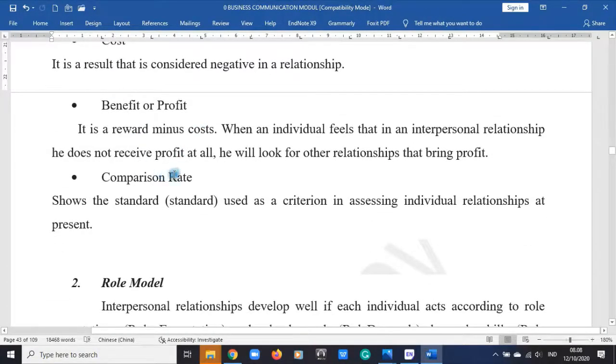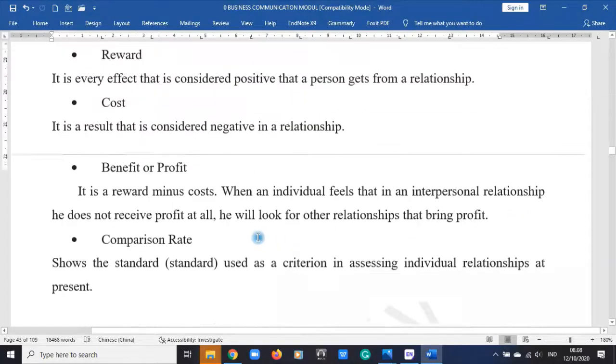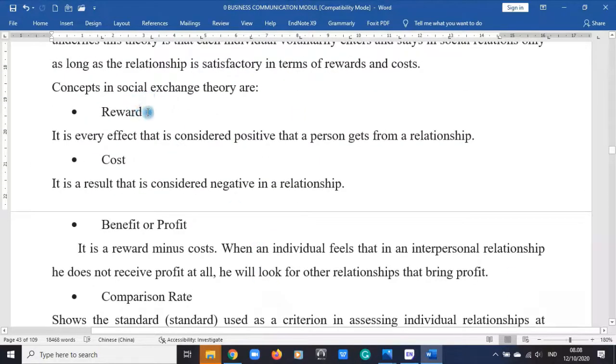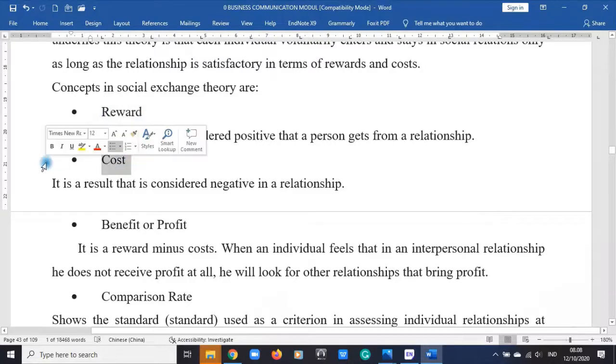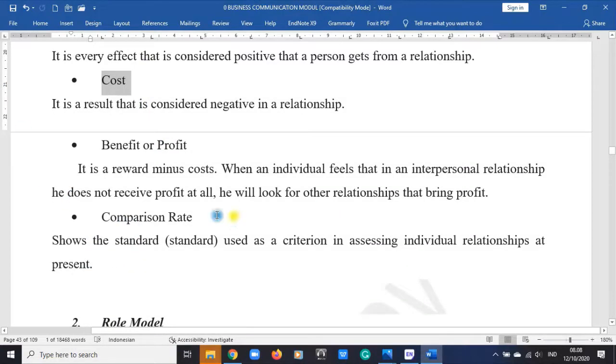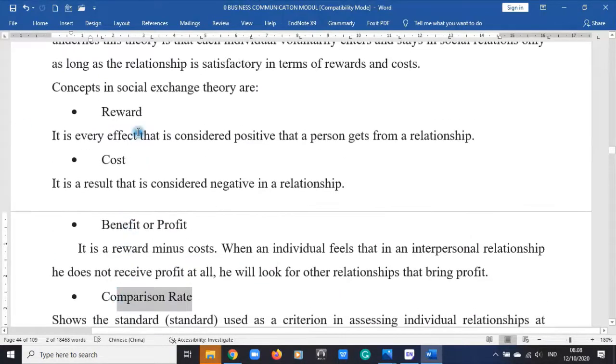And then we have comparison level, to show the standard used in those criteria to assess an individual's relationship at present. So how do we count reward, and how do we count cost in our relationship? It must have a standard. That's the comparison level here. What standard shows reward and cost? You need to find out.